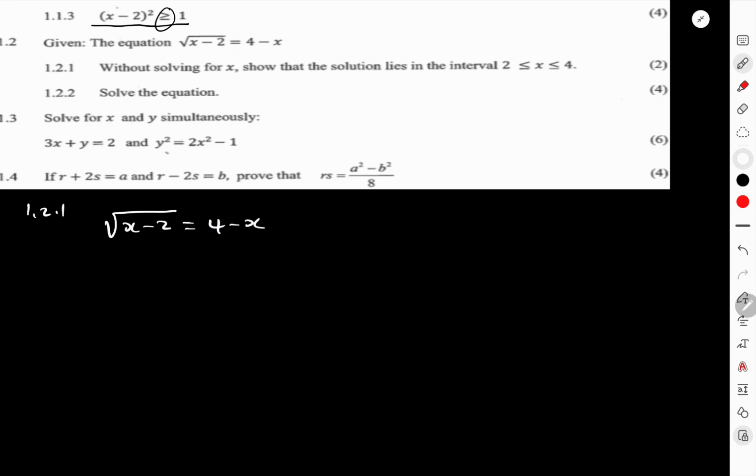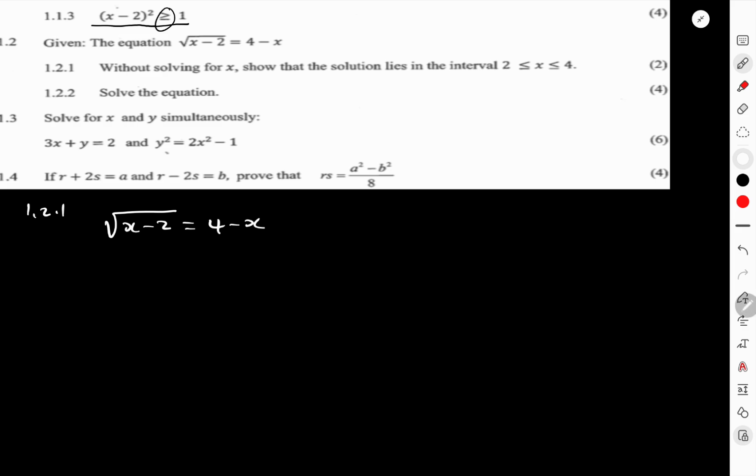So 1.2.1 says without solving for x, show that the solution lies between the interval of x being greater or equals to 2, or x is less or equals to 4. So here we are not required to solve for x, but rather we are required to show that the solution for x is found between x being greater than or equal to positive 2 and x being less than or equal to positive 4.